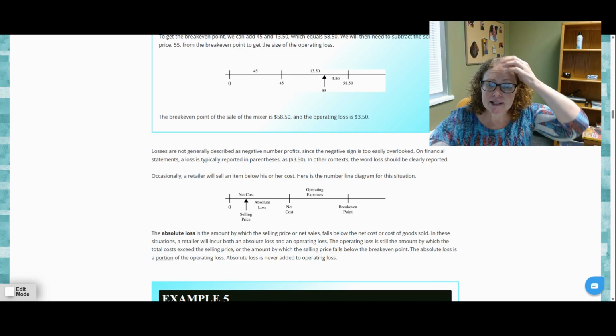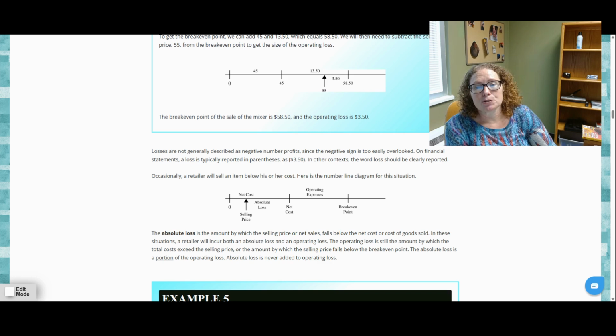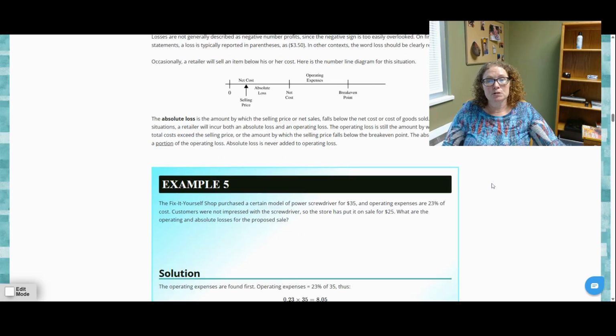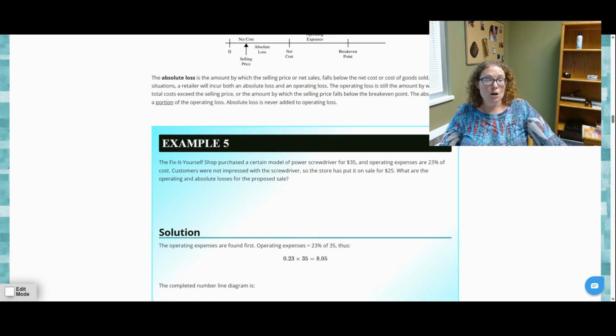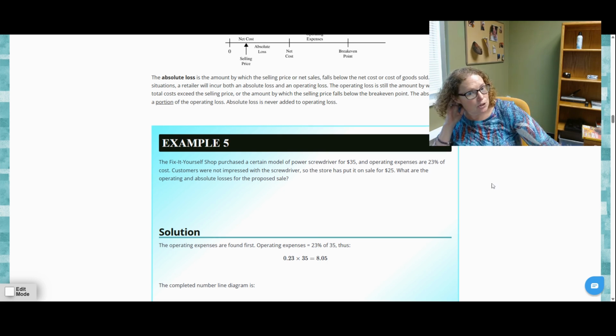So then we have something called an absolute loss, and it is the amount by which the net sales falls below the net cost or the cost of goods sold. The company would have an absolute loss and an operating loss. The operating loss is still that amount by which the total costs exceed the selling price, but the absolute loss is a portion of that operating loss. We don't add them together; they're a portion.